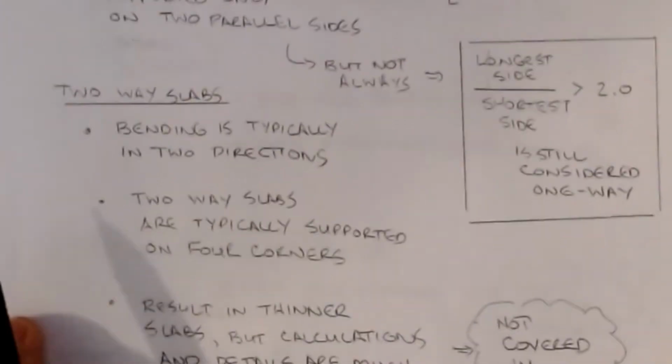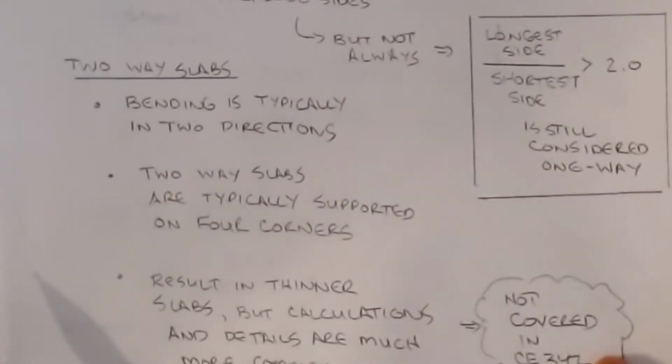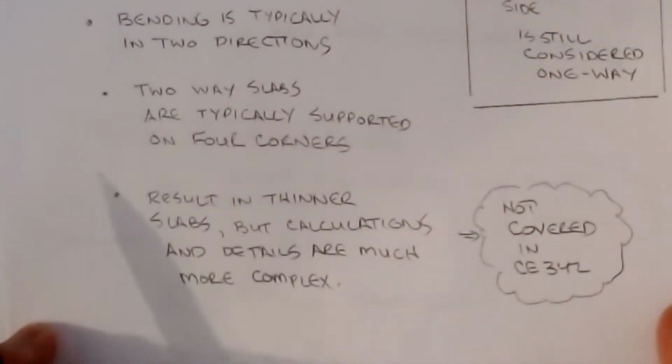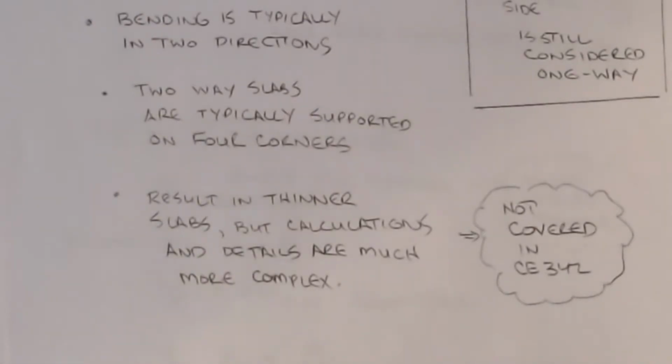Two-way slabs, bending is typically in two directions, typically supported on four corners. Now, they're a lot more complex to analyze, with a lot more behaviors occurring that you'll cover in an advanced concrete class or in graduate school. In a typical undergraduate class, we don't cover two-way slabs. But one thing to realize is that they are harder to design, but often they result in thinner slabs. The calculations and the details are a lot more involved. You have to be very careful about where you put steel and the directions and orientations of them, and it becomes a little messy, but you do get some economic savings when doing it.